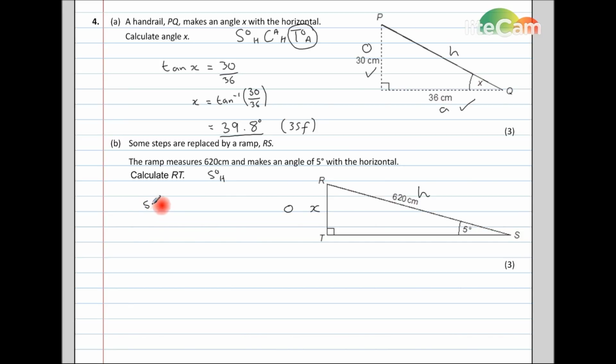So sine of 5 degrees equals the opposite, which is x, divided by the hypotenuse, which is 620 centimetres. So if we want to get x on its own, at the moment we're dividing by 620. So to get rid of that, we can do the opposite and multiply by 620. So we get 620 sine 5 degrees equals x.